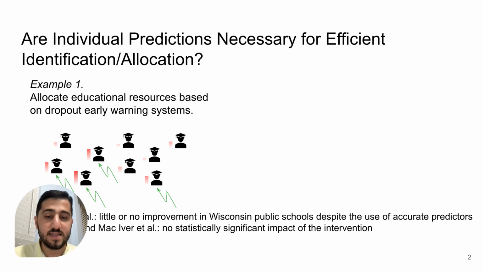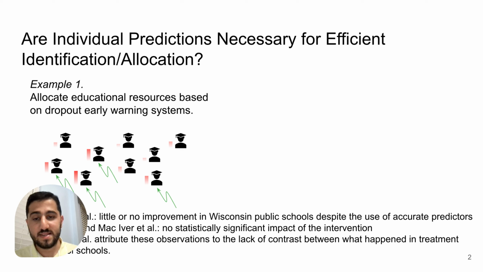There were also consistent observations in prior studies. So there was this conjecture that maybe we observed these insignificant results because the schools were effectively targeting similar students without using such early warning systems.